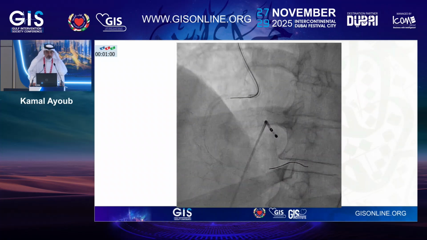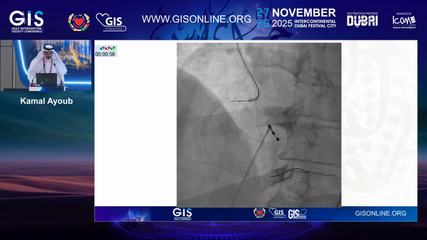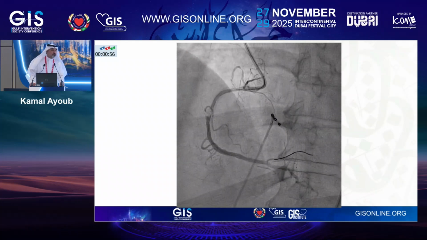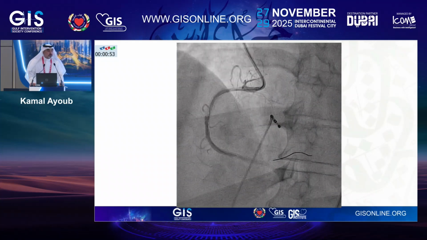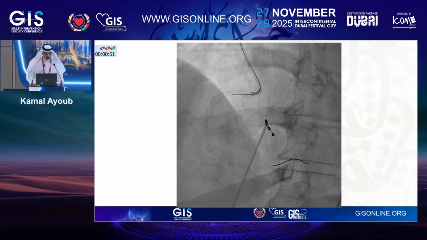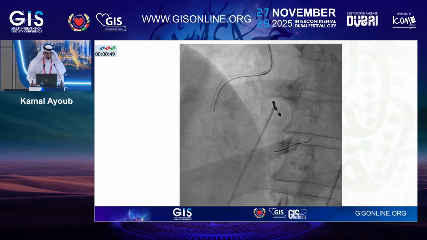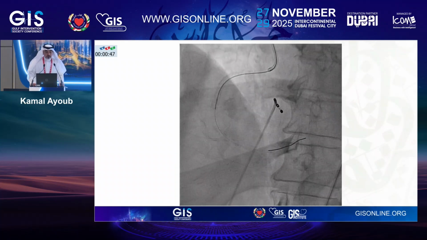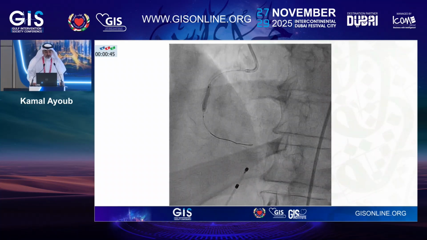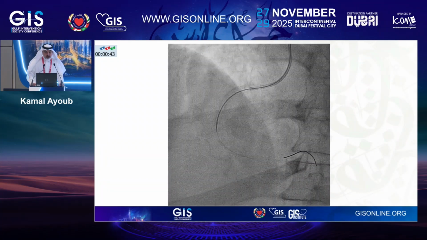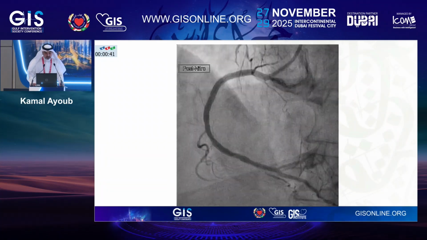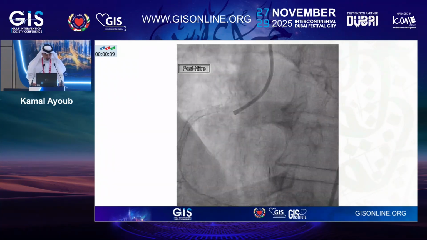In this case, I went with rotational atherectomy because I was able to pass it. The disease is not as tight, and I can do it here. I will just go to the final picture here, and this is the final picture after using rotational atherectomy.